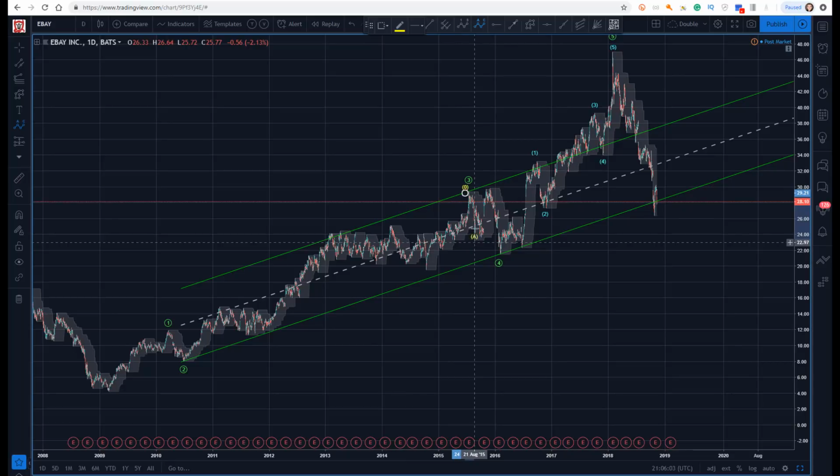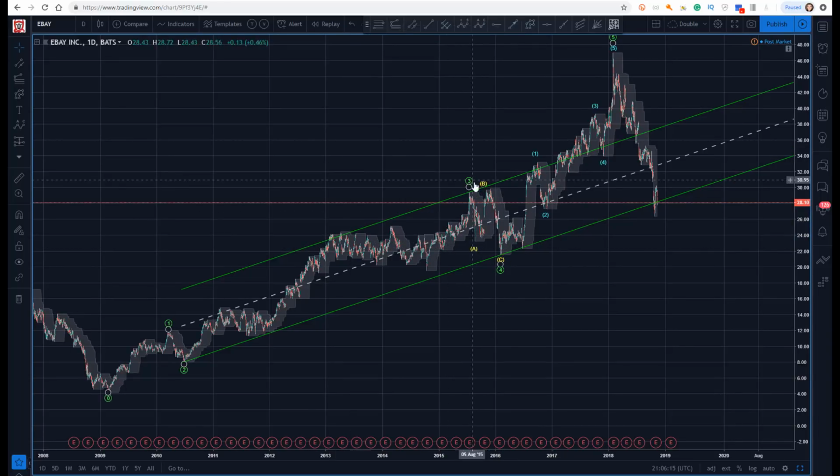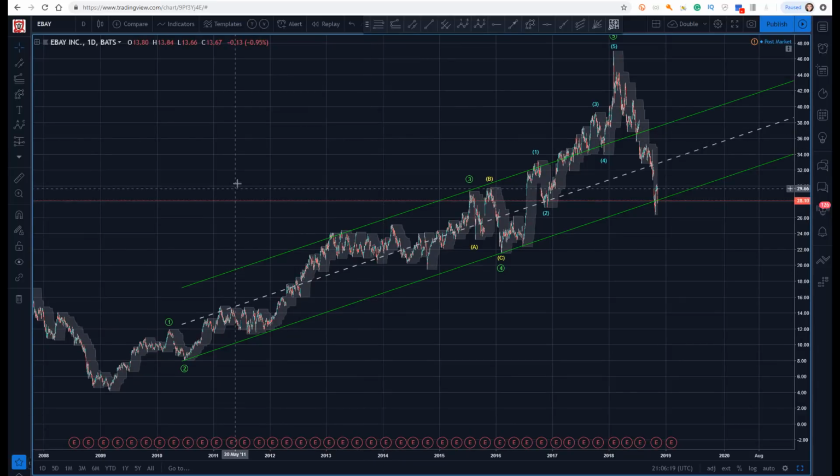It's kind of an odd shape here, but I'm going to show you why I think that's more likely to be the correction. Right. So ideally, if you're having an expansion in the B, you want that to be an expanded flat. This is a little deeper, but I'll show you why I think we've got that.